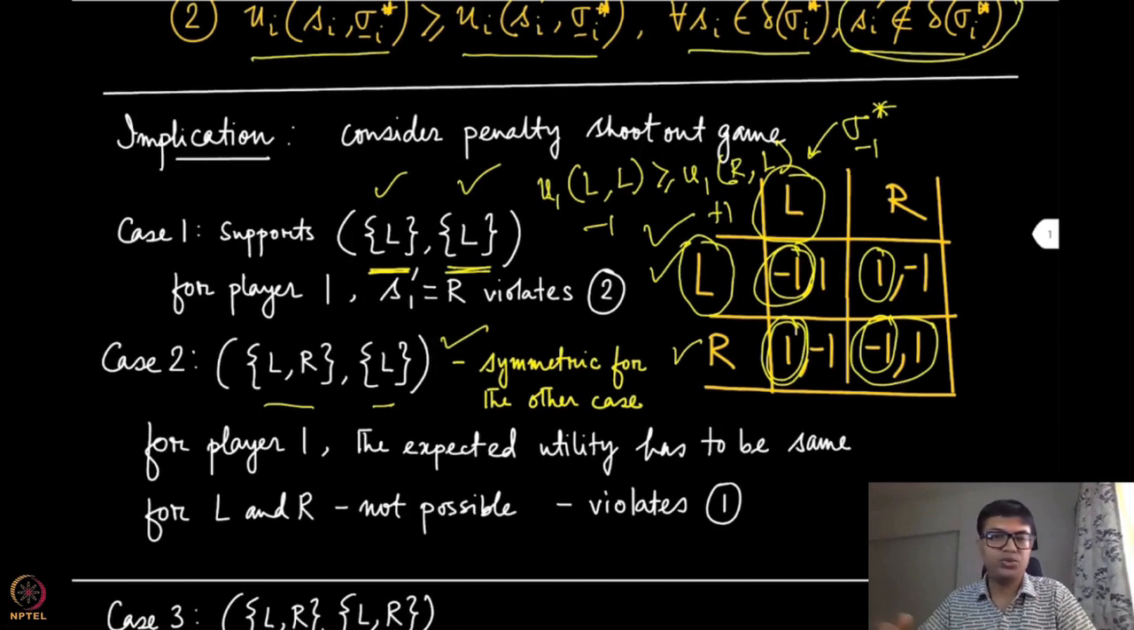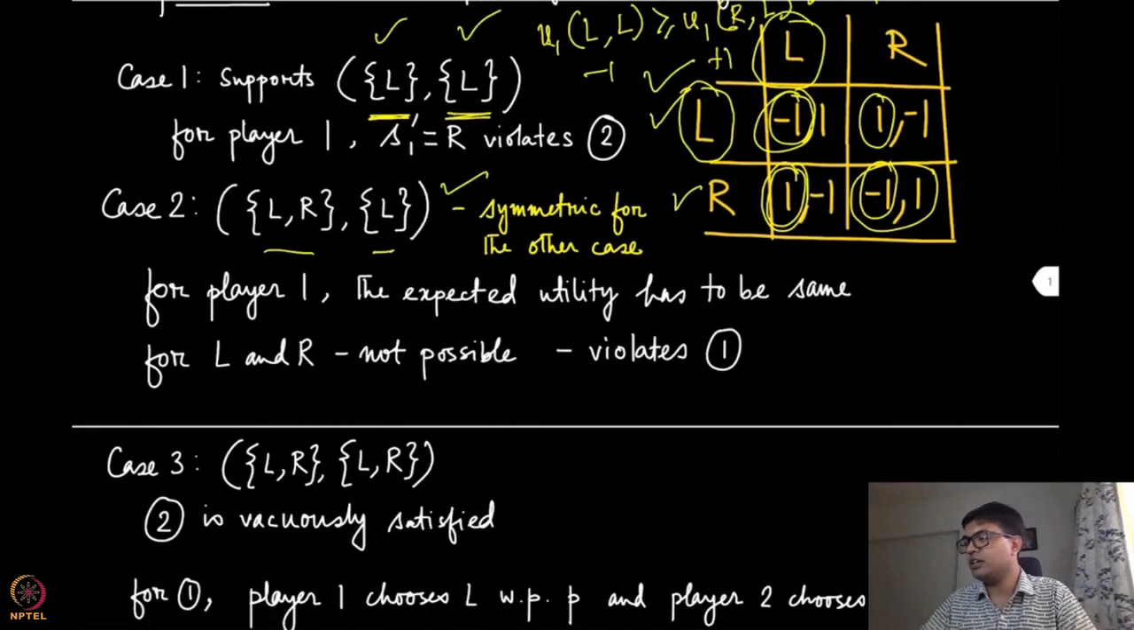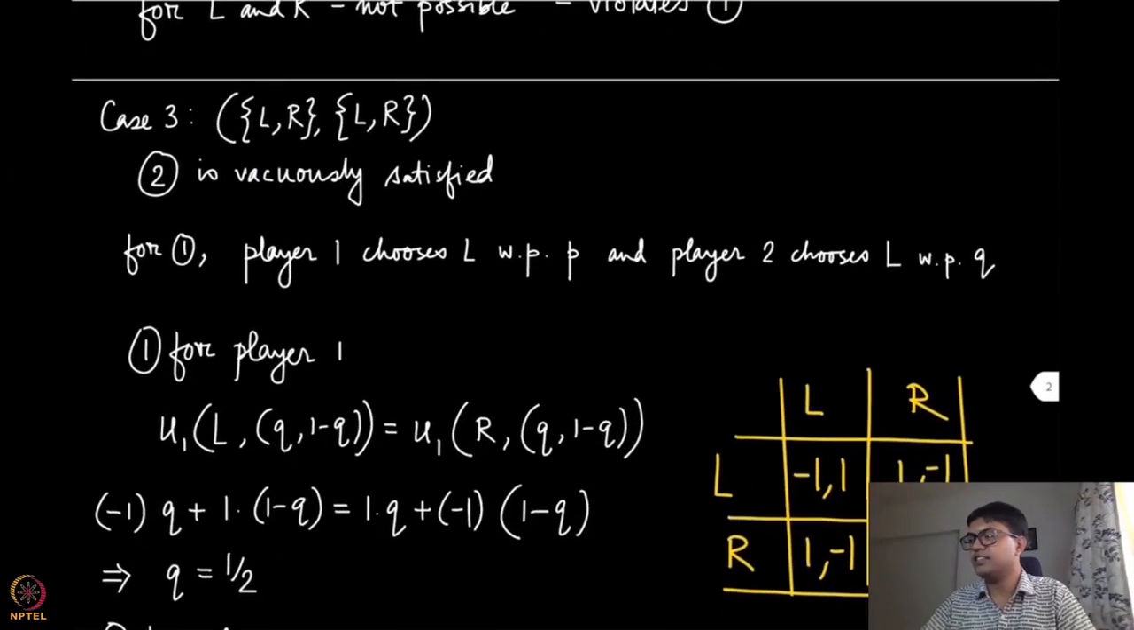And you can do the converse exercise when player 1 has L and the other player has L, R, and even if you do R and L, R, you will find the same outcome. Now, the only possibility, therefore, is this case where both these players have the full support. Both the players have L, R and L, R.